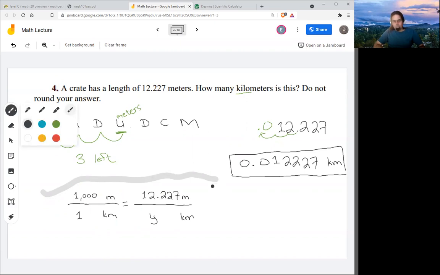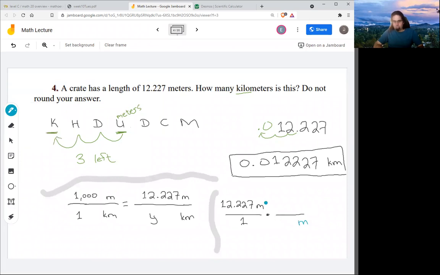You could also do this one with unit analysis. Write what they give us, 12.227 meters. Is it a fraction? No, so I put it over 1. And then I'm going to start multiplying things. I want to get rid of meters. So let's put the other meters on the bottom so they cancel. 1 kilometer is 1,000 meters. And that will give you the same answer as above. But the top one for most people is the least amount of work.